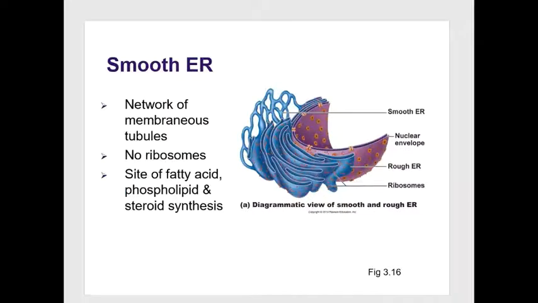Outside of that, we have another tubular membrane called the smooth ER. The difference between the rough ER and the smooth ER are the ribosomes. So the smooth ER does not have any ribosomes. And so that is where fatty acids, phospholipids, and steroids are produced. So the rough ER has ribosomes, it makes proteins. The smooth ER does not have ribosomes, so it makes fatty acids, phospholipids, and steroids.